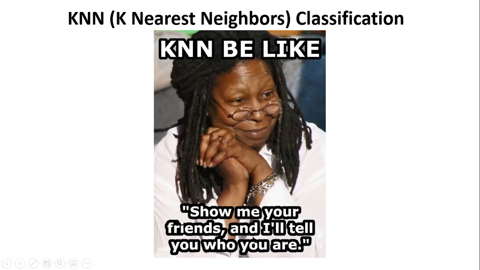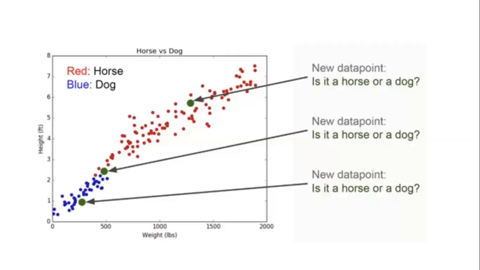Okay, so show me your friends and I'll tell you who you are. This is the whole soul of K nearest neighbors. Now let's look at it from a more technical standpoint. Suppose this is the data point distribution, like weights and heights. This is the same thing we did when we did the intro to machine learning. So based on the heights and weights, I'm plotting two animals, a dog and a horse. Blue ones are dogs and the red ones are horses. I'm plotting them on a chart.